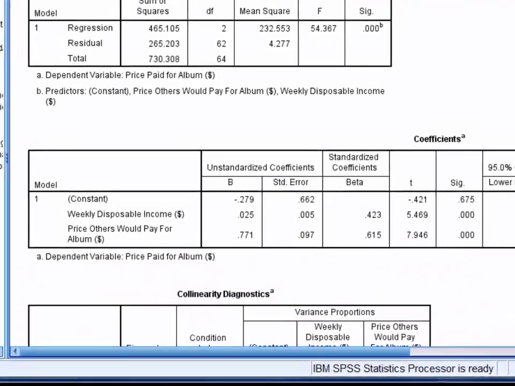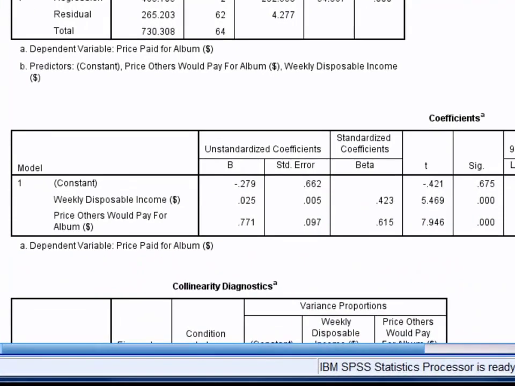In the coefficients table, there's quite a few figures. I'm not going to explain them all. Firstly, we'll look at the constant, which is negative 0.279. So this is the value we would predict for the criterion, price paid, when both predictors are fixed at 0. You should be wary about interpreting this value, though, if you haven't sampled around 0 on all variables.